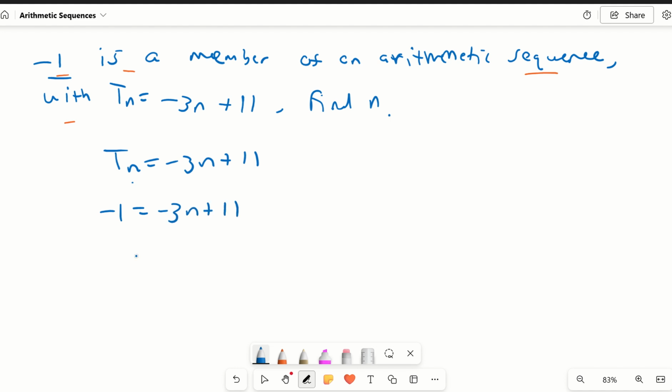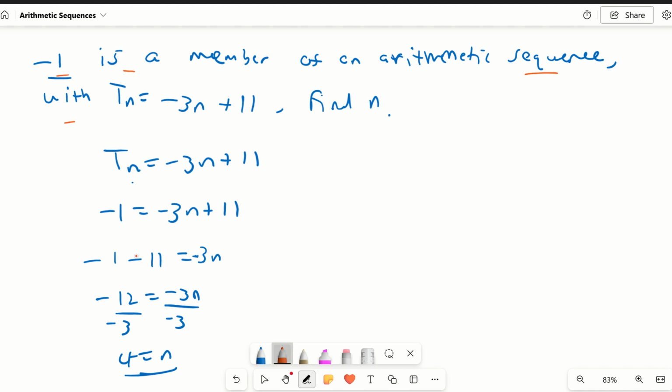Take the 11 to the other side, becomes a negative. Minus 12 equal to minus 3n. Divide both sides by minus 3. N equal to 4. So that means n is member number 4 of the sequence.